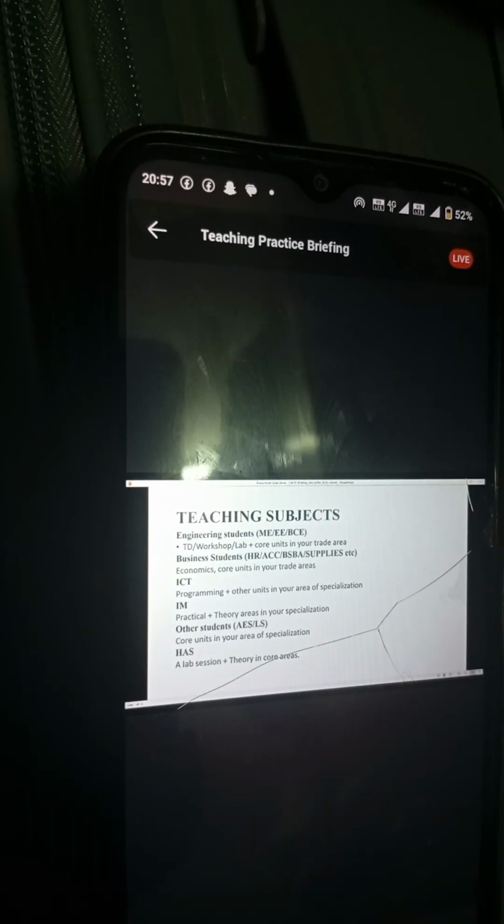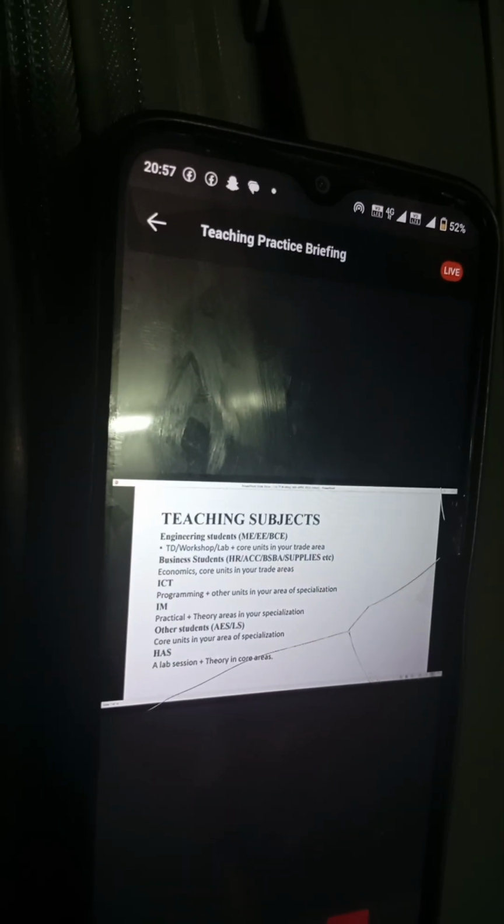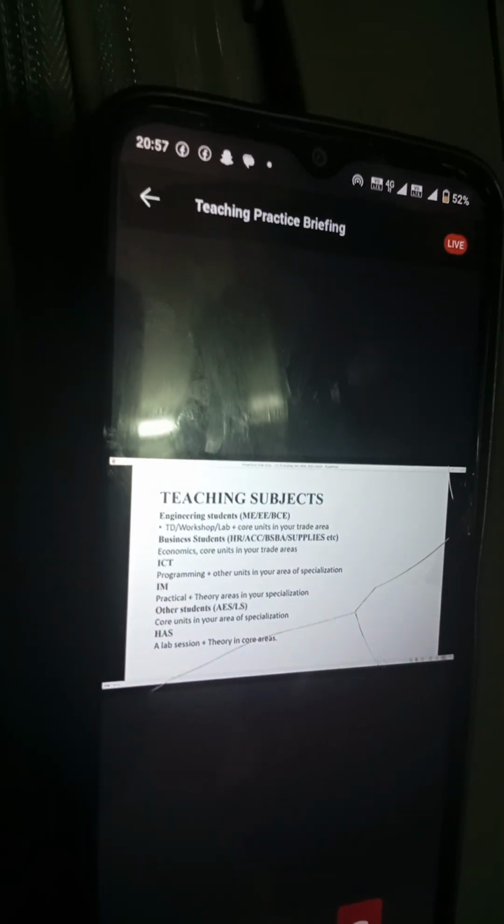Supplies, you can have supplies plus economics or plus EP, that's entrepreneurship. But you must have a unit in your trade area, your area of training. What your certificate says, you must have an area in that because that is your strength. And that is what you've actually micro-taught. That's what you'll be doing your micro-teaching in. If you are in HR, you do not go to do micro-teaching in communication skills. You do it in HR. That's your area.